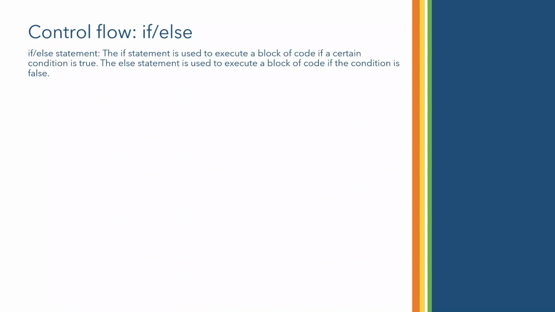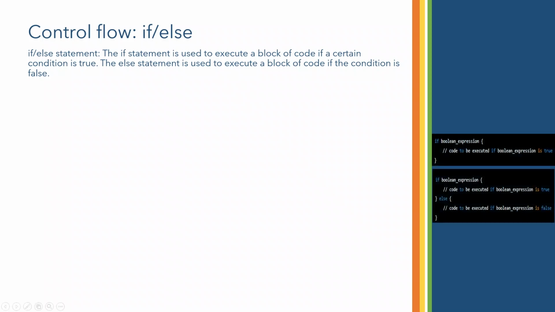The if else statement is used to execute a block of code if a certain condition is true. The else statement is used to execute a block of code if the condition is false. The general expression looks like this: if the Boolean expression is true, then execute the code. If the Boolean expression is false, execute the else condition. These are the two variations of basic if, else if and else statements.